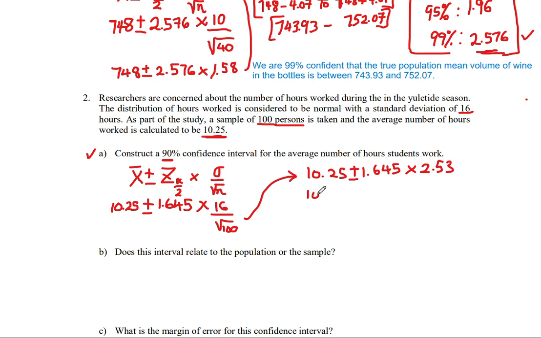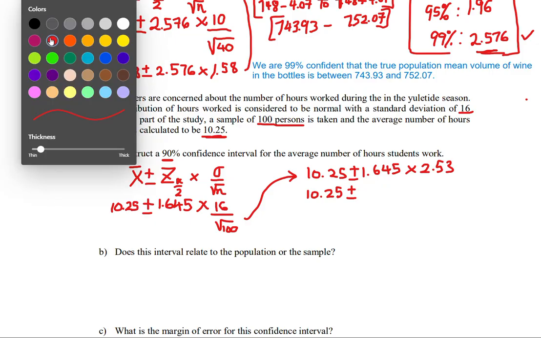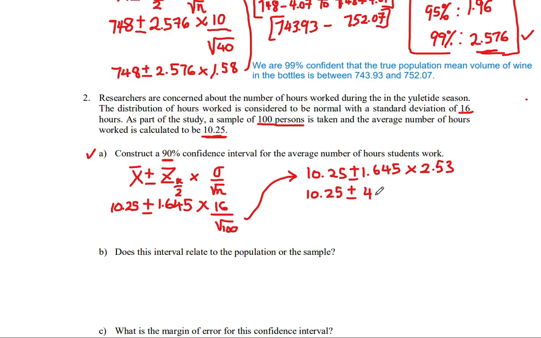Again, in terms of order of mathematical operations here, we're going to multiply before we add. So we're going to multiply 1.645 by 2.53. And when we multiply 1.645 by 2.53, we will get 4.16 rounded to the second decimal place. This is going to be 4.16. Remember to always multiply out this section before you add or subtract. And let's keep this going now.